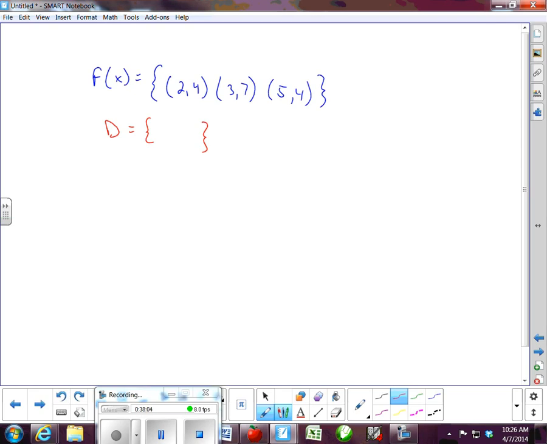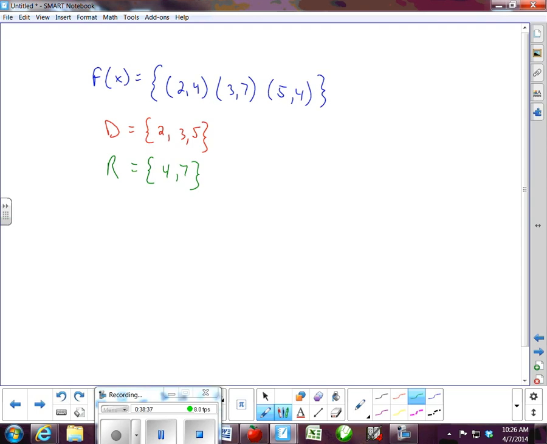All right, hopefully you're thinking the domain is all the x values, so hopefully you said 2 and 3 and 5. All right, so what is the other set called? What is the set of all the y values called? And hopefully you're thinking range. All right, so what would be the range? 4, 7. Do I list the 4 a second time? No, you don't repeat anything. 4 and 7 is the range. So we have a domain of 2, 3, and 5. We have a range of 4 and 7.